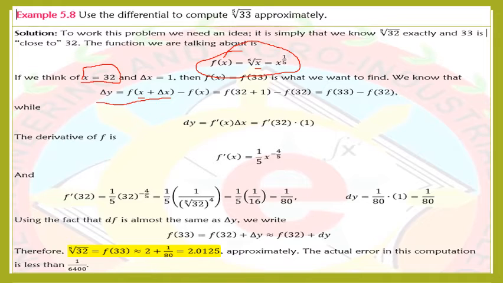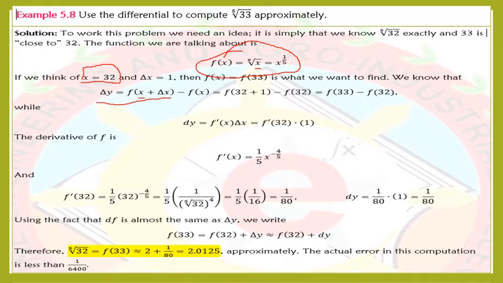So, replace x by 32 plus 1. So, ang delta x natin dito is equal to 1. Okay. Tapos, minus f of 32. So, since 32 plus 1 is 33, f of 33 minus f of 32 rather. So, while yung dy natin class is f prime of x times the delta x. So, ang delta x natin class is equal to 1.